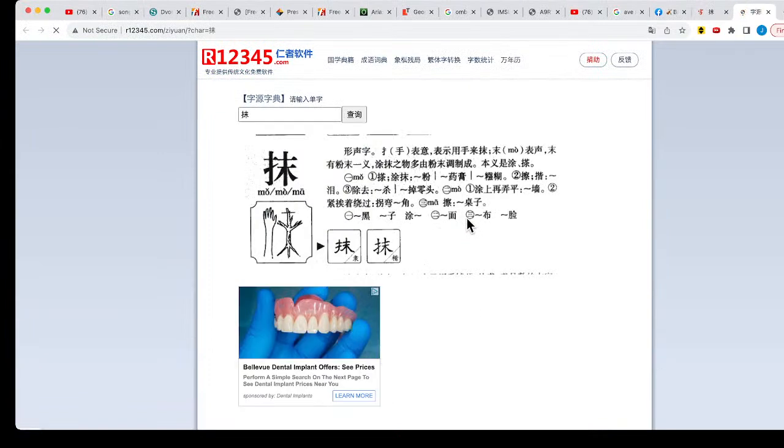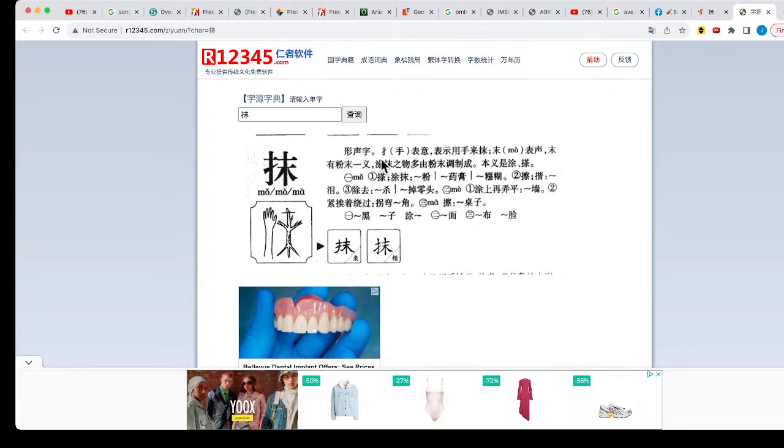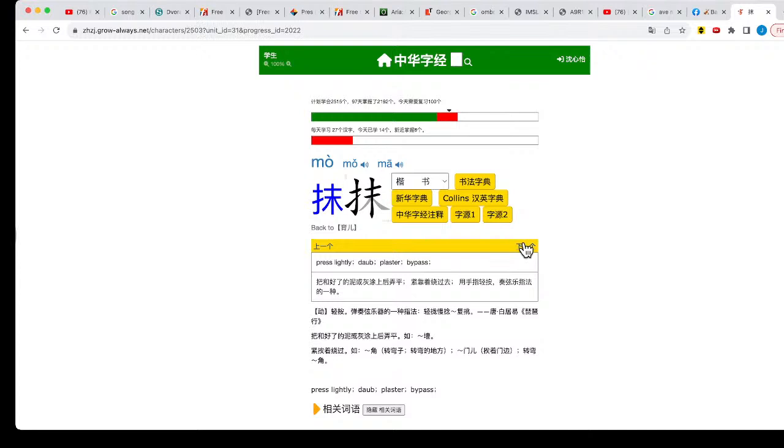Now the character itself has a hand radical over here, and then the other part is 末. This character, we already looked at it. Okay, anyway, so next one.